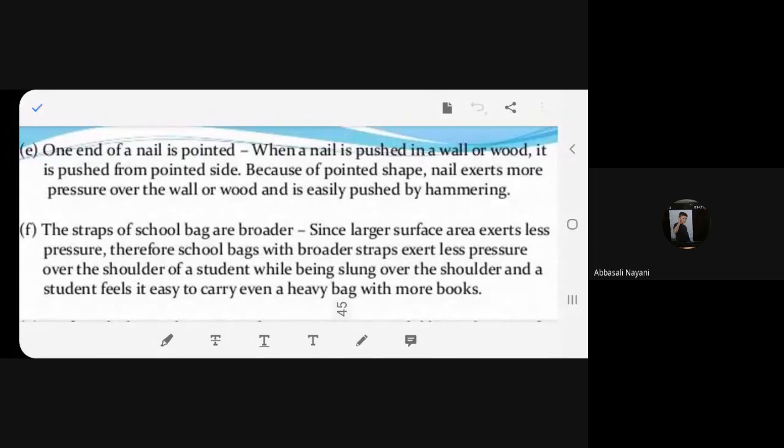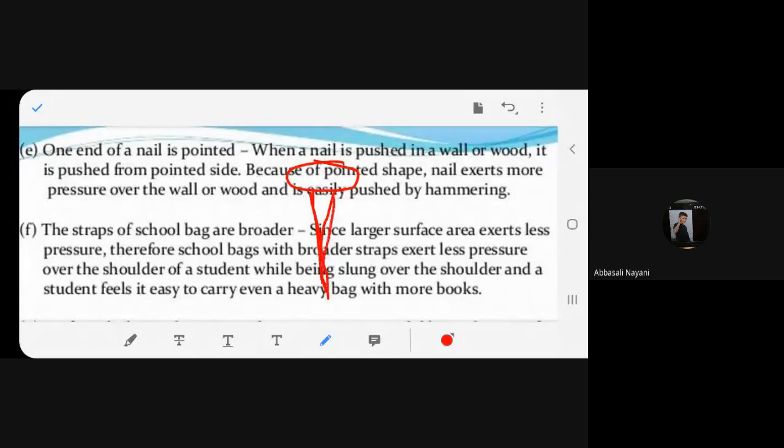One end of a nail is pointed. When a nail is pushed in a wall or wood, it is pushed from the pointed side. Because of the pointed shape, the nail exerts more pressure over the wall or wood and is easily pushed in by hammering. This instance we have already seen. This is the broad end and this is the pointed end.